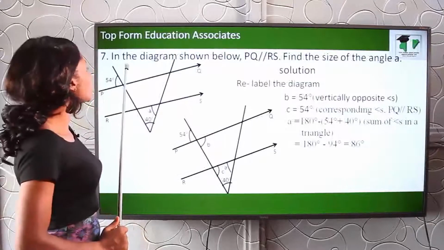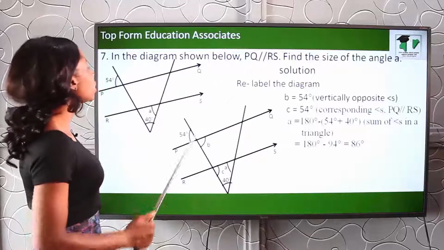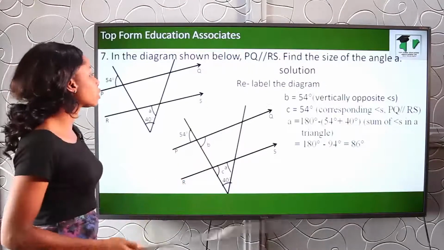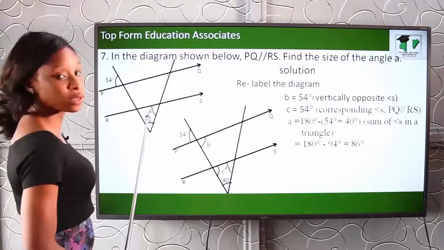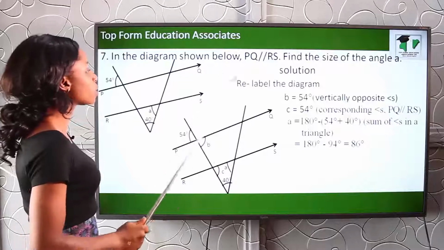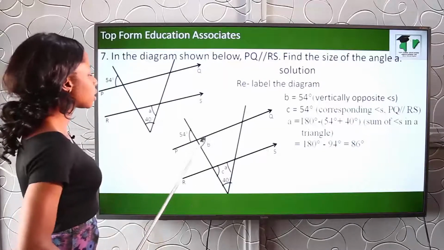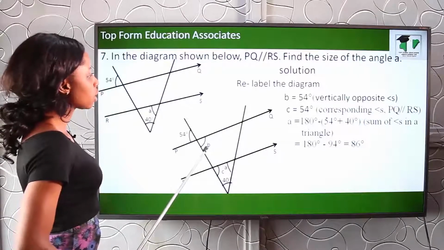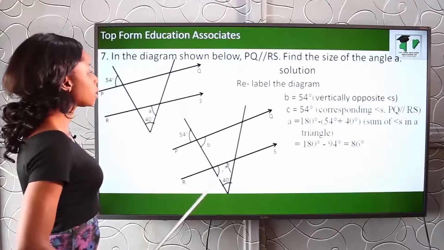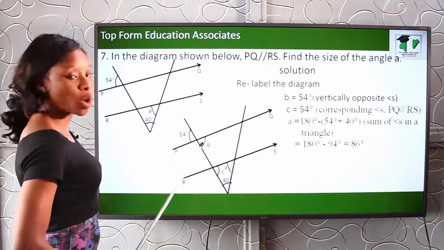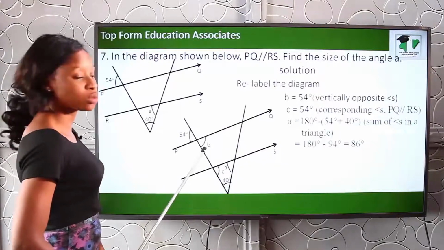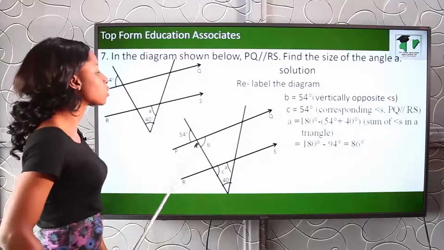Number 7 example. In the diagram shown below, PQ is parallel to RS. So we're asked to find the value of angle A, this angle. Now, to make it simpler, we're going to relabel this diagram. We're going to get another angle B here, and an angle C here. Now, B is vertically opposite to this angle. So we can say that B is equal to 54 because vertically opposite angles are equal.